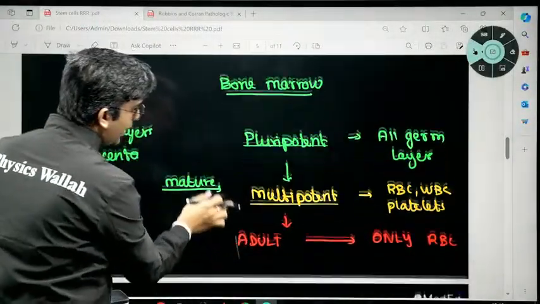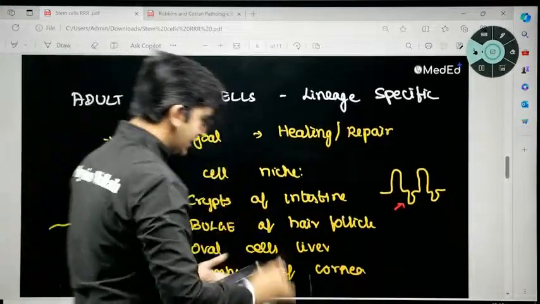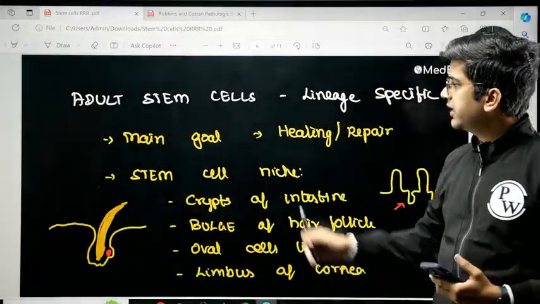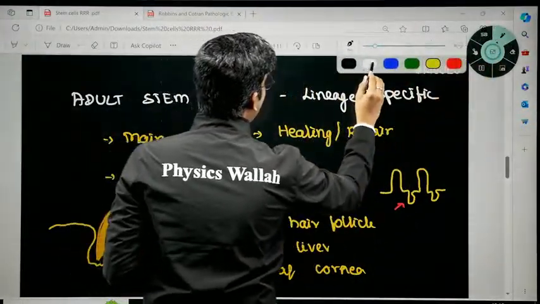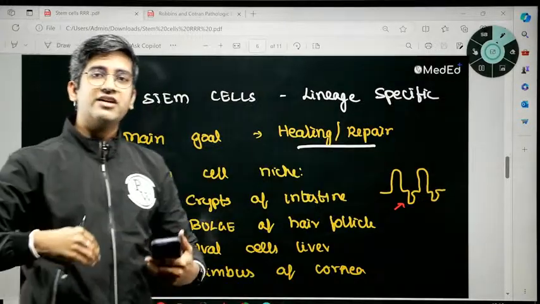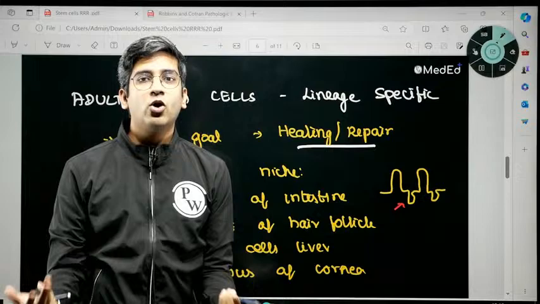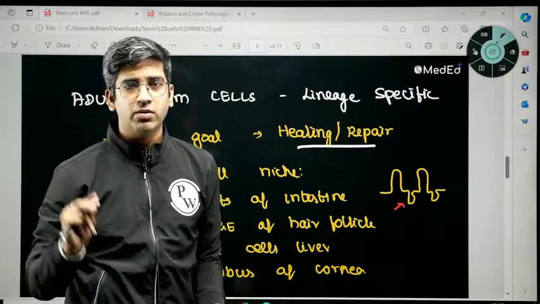Now let's go to our important point of discussion, the adult stem cell, right? Adult stem cells, like I said, are all lineage specific. The main goal of the adult stem cell is to help in healing and repair. The main goal is not to help in development, because once I have formed as an adult, I need not recreate the thymus. I need not recreate any organ or limb. It's for healing and repair and to maintain homeostasis, probably, right?